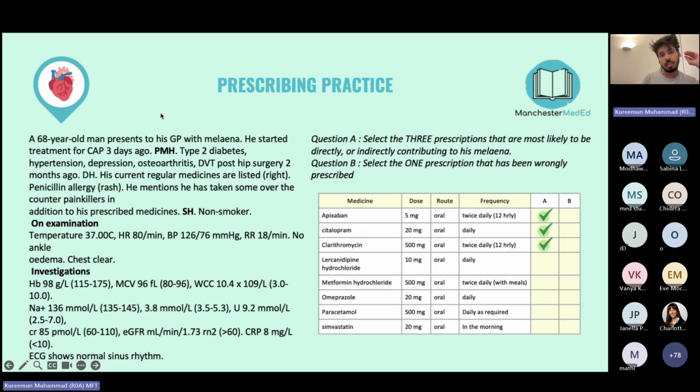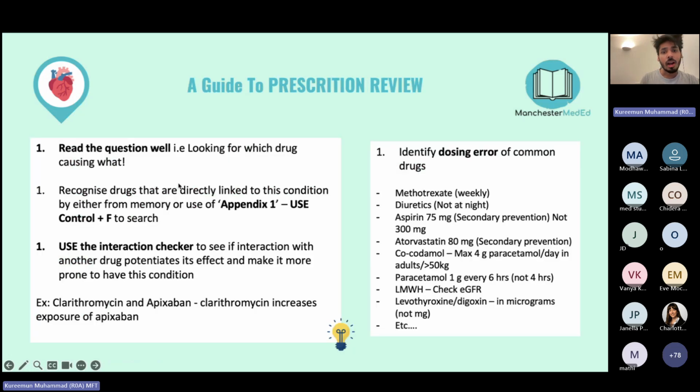Fine. So that's the answer for the first one, and that's the answer for the second one. So let's just go through how I would have done it. You read the question well. Basically, you look at which drug is causing what.